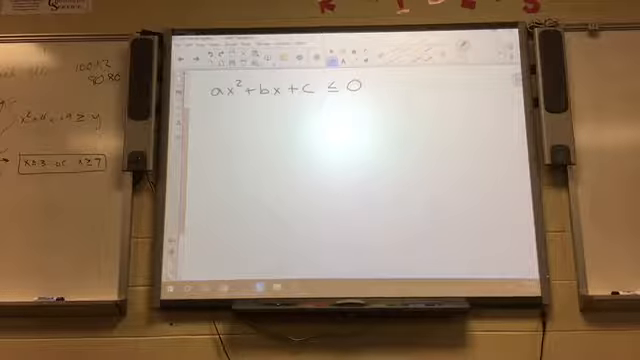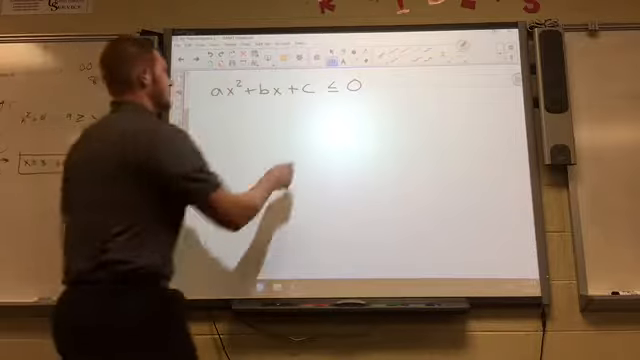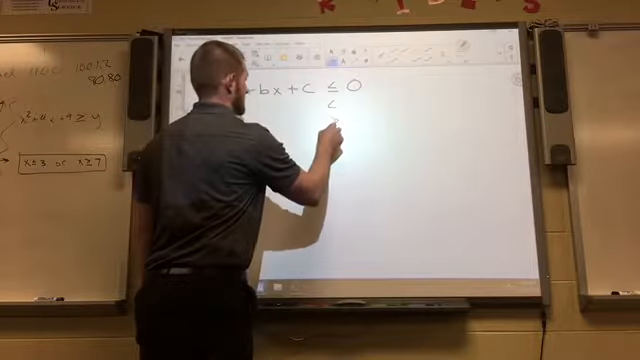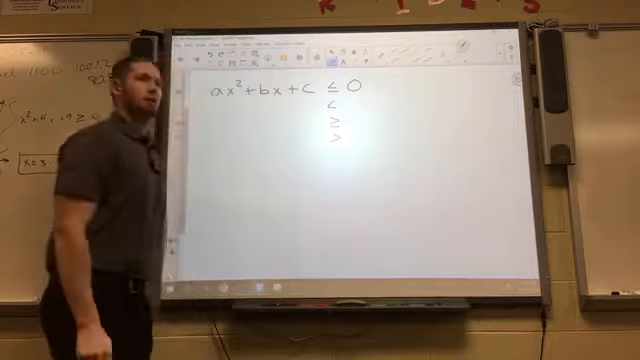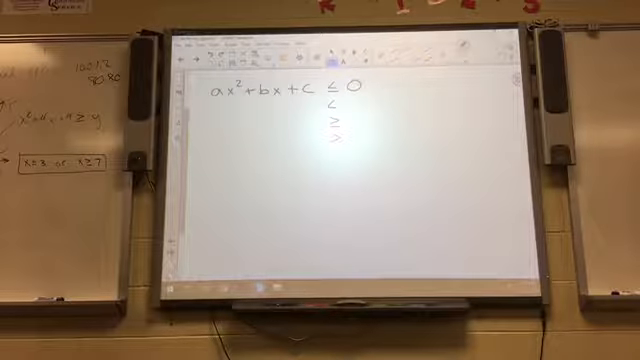Is it always going to be that inequality sign? No. It could be this one, or this one, or this one. It could be any of them. So, if they give me an inequality, we can do it algebraically, and that's how I would recommend doing it.